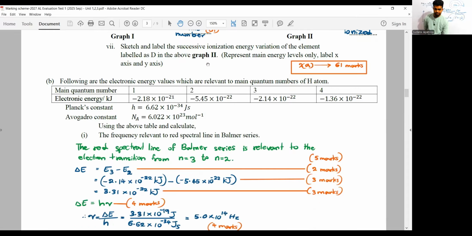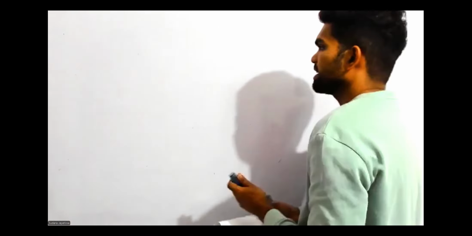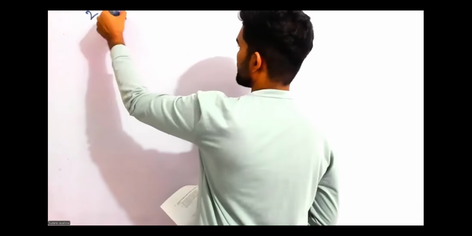It is from the emission spectrum topic, and the table gives you data regarding the energies of the main quantum numbers. What is meant by main quantum number? You can write there: energy level. So this table is giving you the energies of energy levels. The first question is asking for the frequency of the red spectral line of the Balmer series.